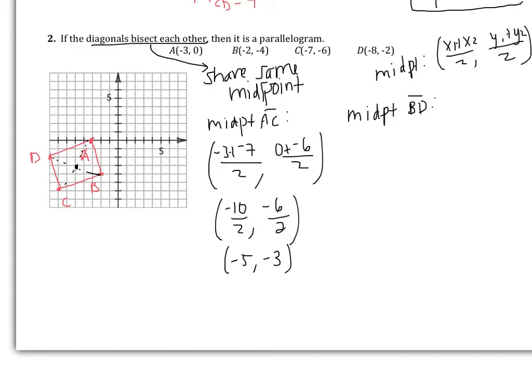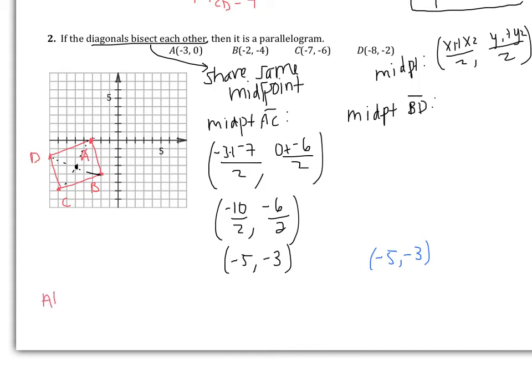Okay, as you probably would have guessed, you should have found the midpoint to be -5, -3. If you didn't get that, my guess is that you maybe subtracted instead of added, or you made some mistake along the way. So make sure you have the correct work. And now we're going to write our final sentence.